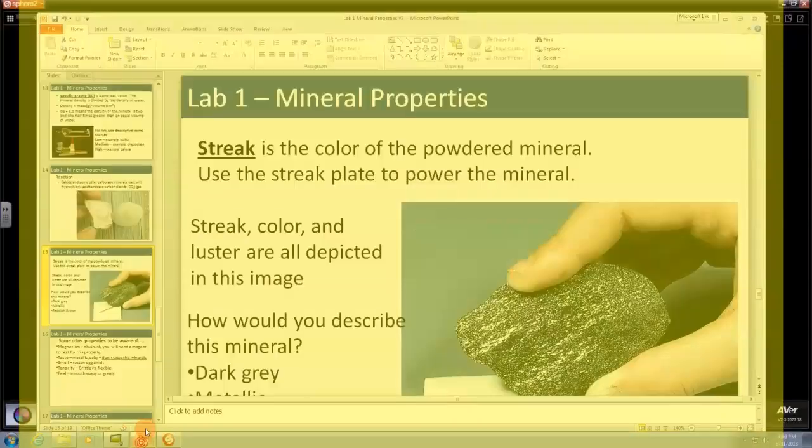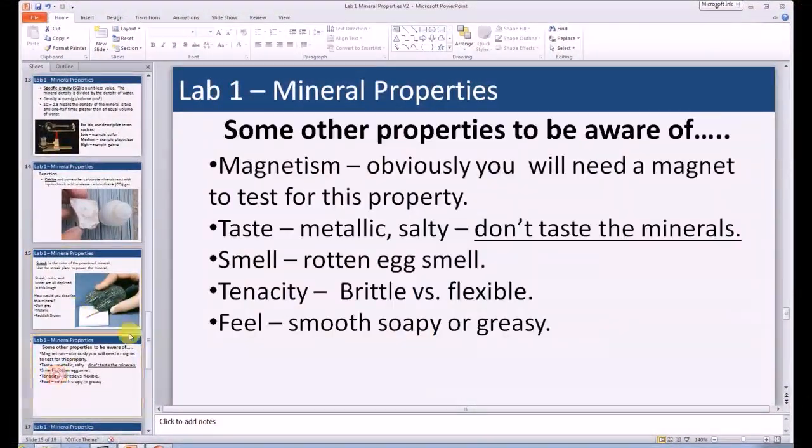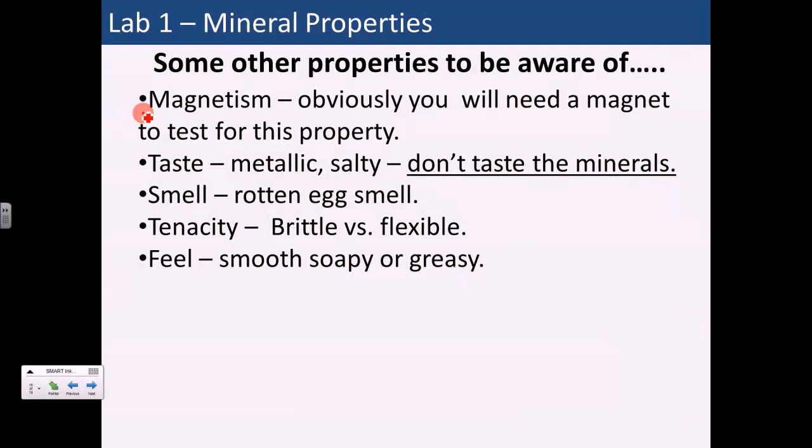Okay, so basically we're almost done here. Here are some of these other properties we're interested in. Magnetism, taste, okay?